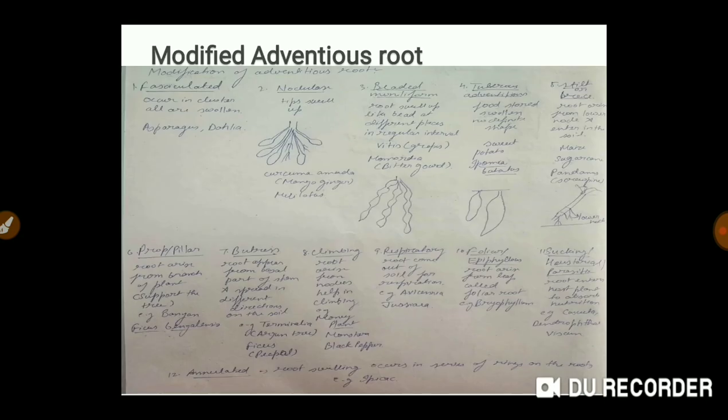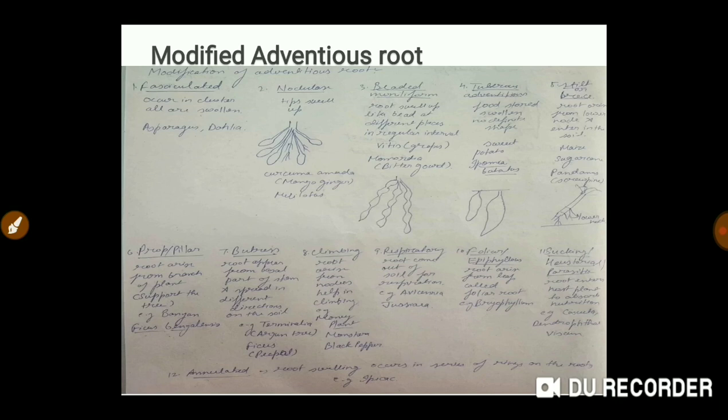Now the fifth one is stilt or brace. Here the root arises from the lower node and enters the soil. Example is maize, sugarcane, and pandanus. You can see here the roots developed from the nodes present in the lower portion of the stem.